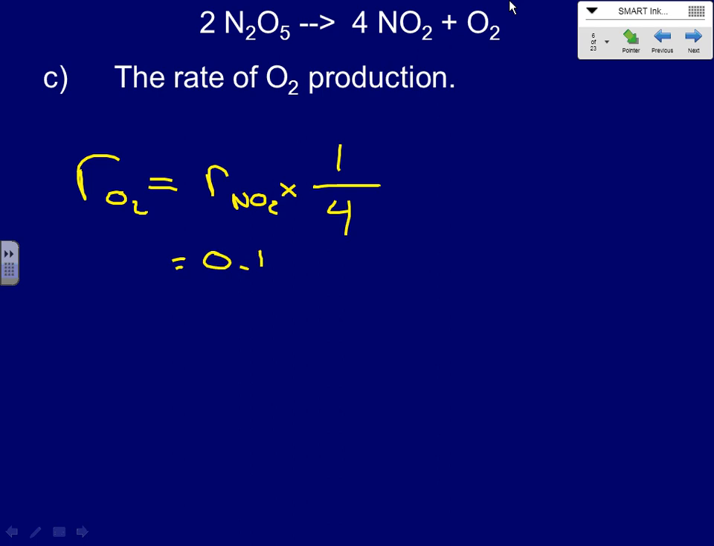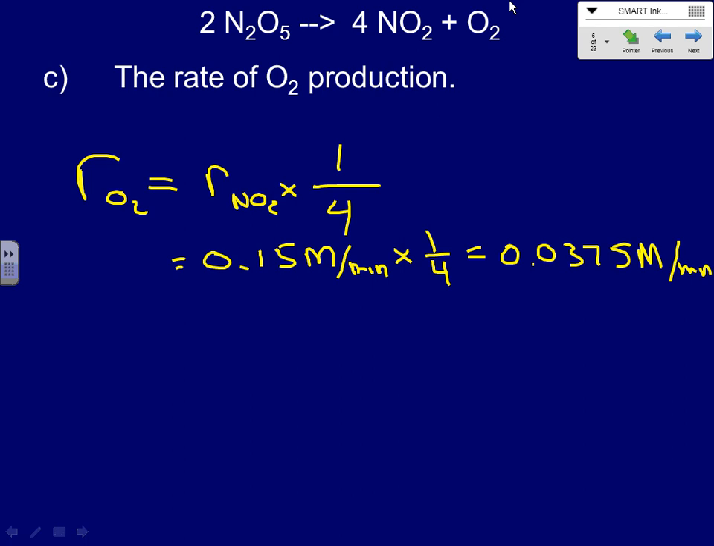So 0.15 molarity per minute times 1/4, and what do we got? Yep. 0.0375 molarity per minute. We'll keep the 3 significant digits. We're dealing with not whole numbers, but fairly nice numbers. We should round it, but I'll just leave it like that for now. Okay? So that's how we actually calculate them.